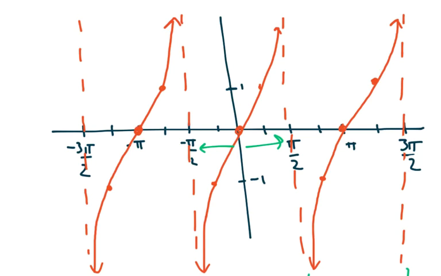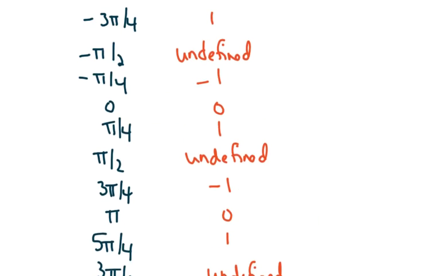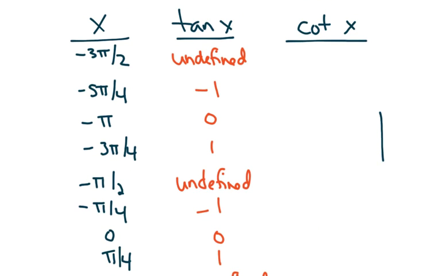Now let's go back and talk about cotangent. Cotangent is the reciprocal of each of these numbers. So here's the question of the day. What's the reciprocal of undefined? Remember, undefined is 1 over 0. So the reciprocal is 0 over 1. Well, 0 divided by 1 is 0. The reciprocal of negative 1 is negative 1. The reciprocal of 0 is undefined. The reciprocal of 1 is 1. The reciprocal of undefined is 0.